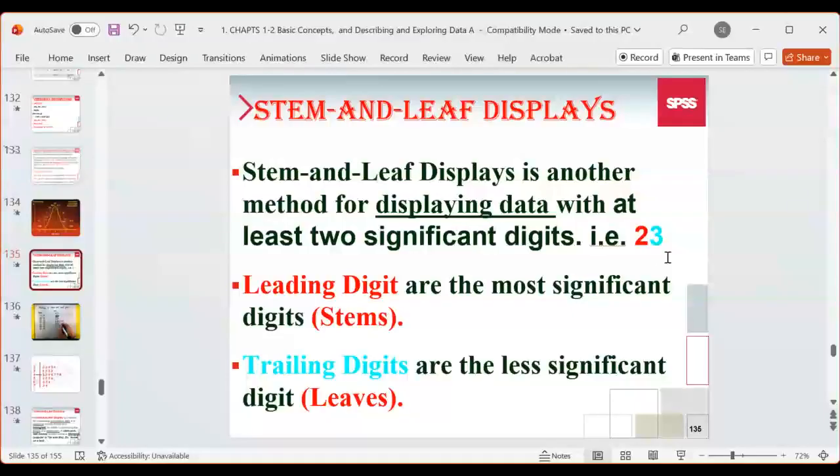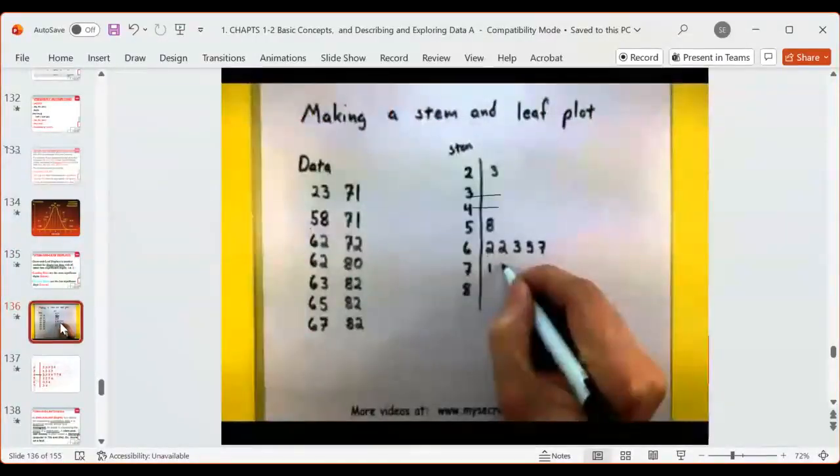I color coded them so you can see the difference. Like the red, like 23, the 20 is called the leading digit, and the trailing digit, the 3, is the leaf, okay? So when you see numbers like this, like the data, this is a distribution. These are not too many. You got 7 numbers.